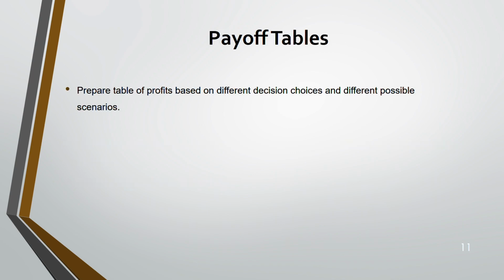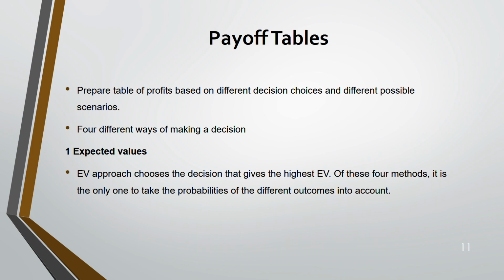Next is the payoff table. This is where we prepare profits. It's a table of profit based on different decision choices and different scenarios also. There are 4 different ways to make a decision. Expected value: we choose the decision that gives the highest EV. Out of these 4 methods, one is EV. We have just gone through EV.